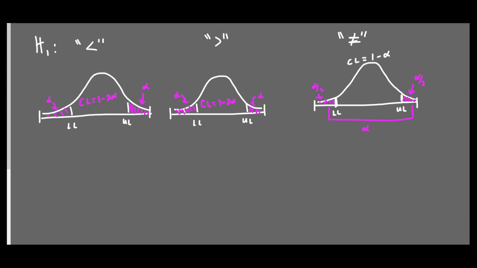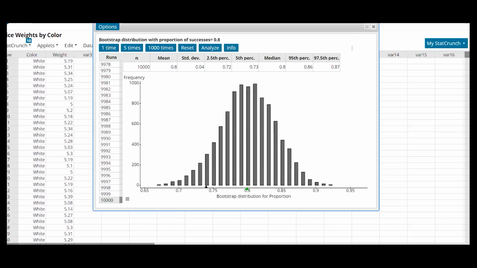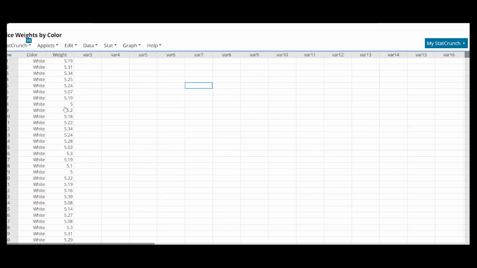Okay, so let's look at this data set I have here. This is 1,000 dice that I've bought and I put them in a bucket, and I have different colors and I weighed them all, right? So these are the weights in grams.